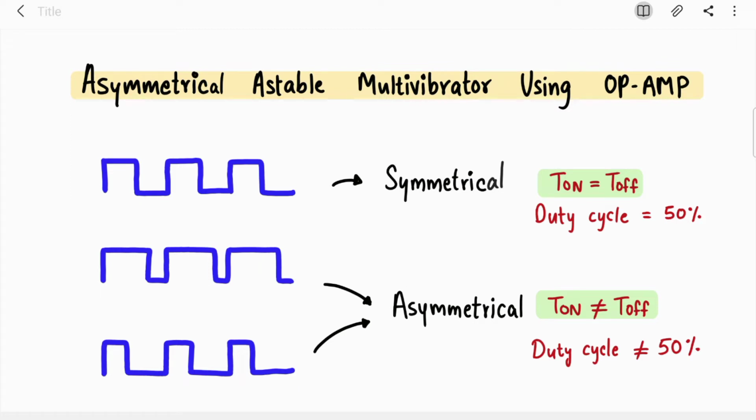So let's start. From this diagram, it is very self-explanatory what is symmetrical and what is asymmetrical. A symmetrical square wave is where your duty cycle is 50%, meaning your T on time is equal to your T off time. In the asymmetrical type, your duty cycle will be other than 50%, 60%, 40%, anything, but not 50%. So how will an astable multivibrator be able to generate these kinds of waveforms?